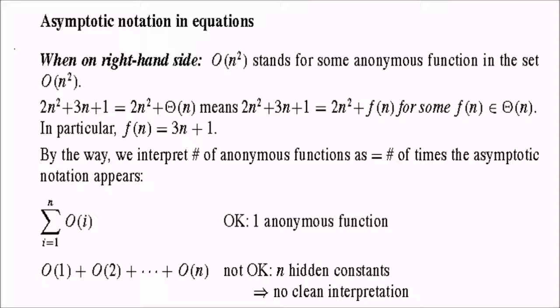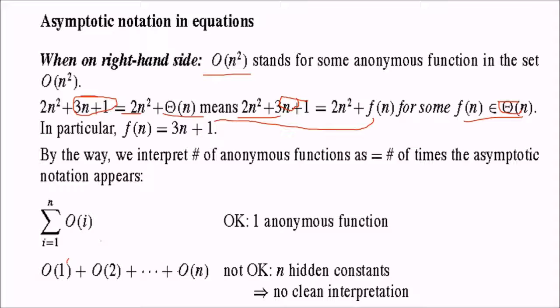What about asymptotic notations in equations? When on the right hand side I have order of n square, we say that 2n square plus 3n plus 1 is 2n square plus order of n. This will be order of n. This function will be 2n square plus f(n) for some f(n) which belongs to theta of n. In particular, we call this f(n) as 3n plus 1. It is the order of 1. This is how we interpret, for say, 1 to n, some value order of i.